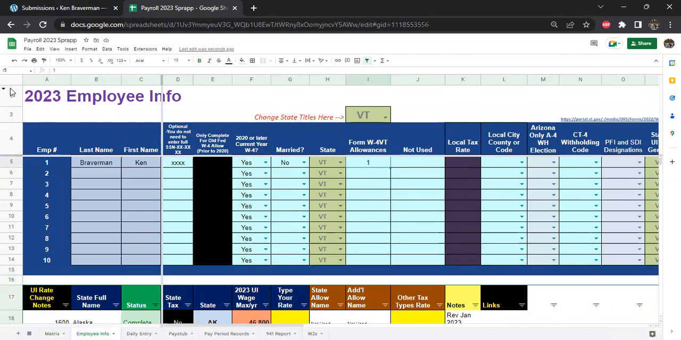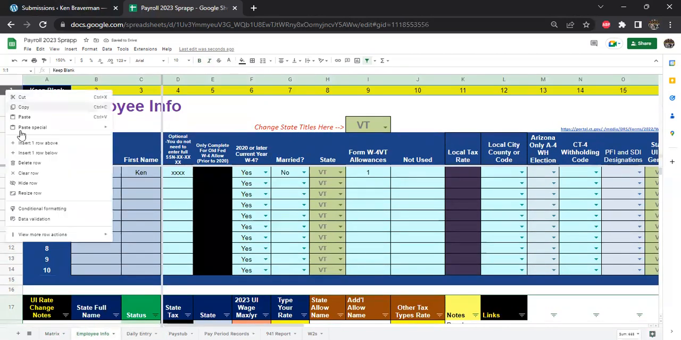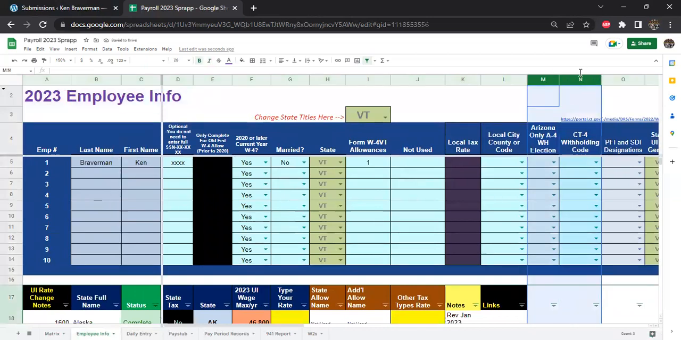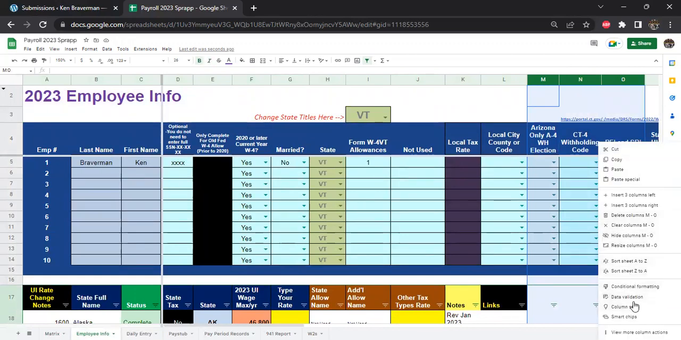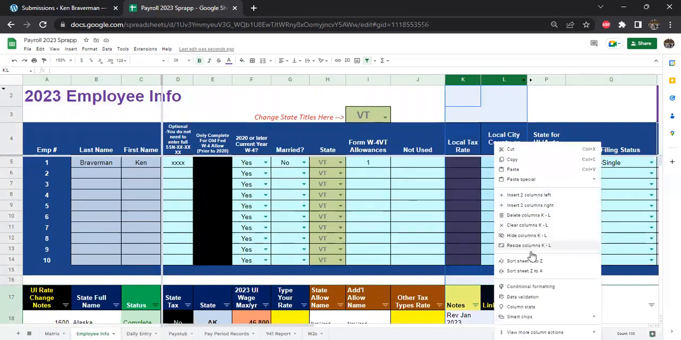There are things you don't need in this file if you're working with Vermont. You can start hiding them because you don't need them. You can't really delete them unless you know what you're doing, but you can just hide them. You don't care about Arizona, Connecticut, no paid family leave. You can just start hiding this stuff. You can see there's no local tax to deal with in Vermont that I'm aware of. Don't think so.